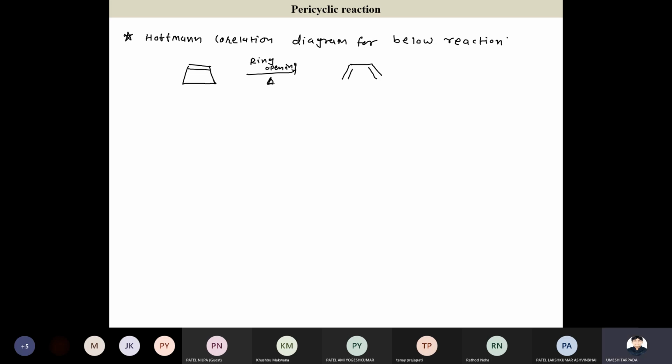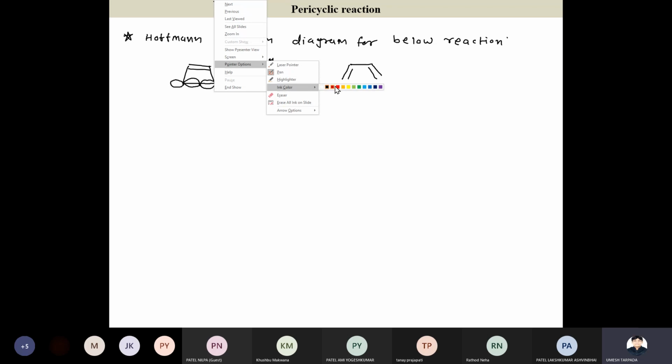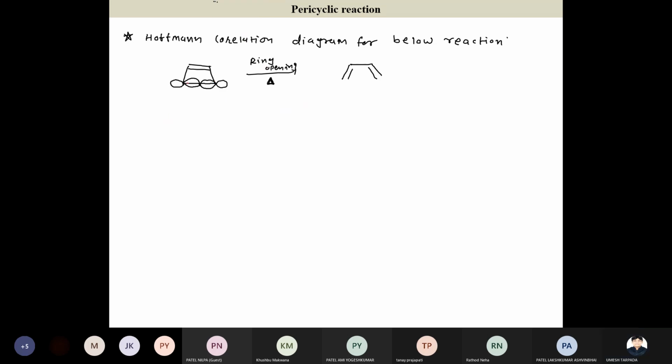If you want to draw the Hoffmann correlation diagram for thermal four-electron system, this has 2 pi electrons and 2 sigma electrons. Remember, this is a sigma bond and this is a bonding level with lowest energy. So this is plus, minus, minus, and this is one pi bond. So this is a four-electron system, 2 pi electrons and 2 sigma electrons. This has 4 pi electrons, so this is also a four-electron system.